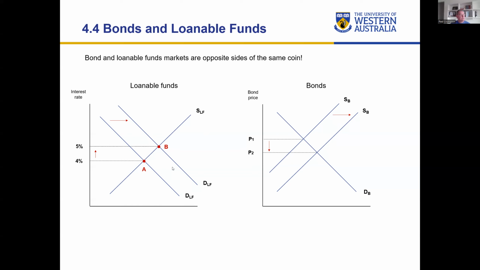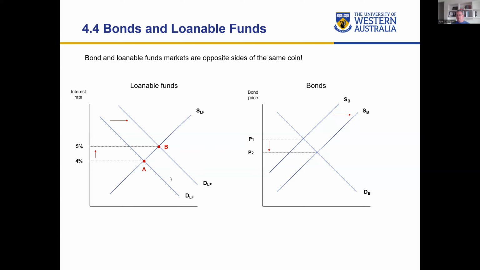So the first thing we need to ask ourselves is, why do people demand loanable funds? Well, let's assume that it is a company, and the company is demanding loanable funds to finance investment. So investment spending is increasing by one or a number of companies, and that's shifting the demand curve for loanable funds out to the right. So in this market on the left, the equilibrium moves from A to B.